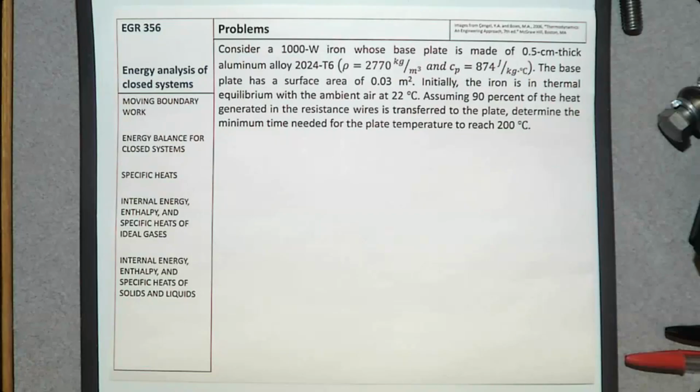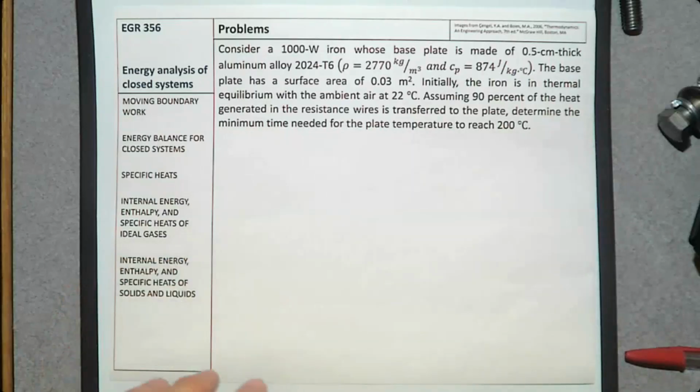How do we determine our system? When we determine a system in a thermodynamic problem, you need to look at what property is changing and whose property that is. So what property is changing here? What is the main property? Density? No. Specific heat? No. What is changing? Temperature. So temperature is the property of interest. Whose temperature is changing? The base plate.